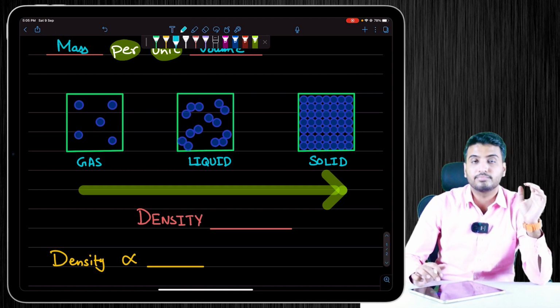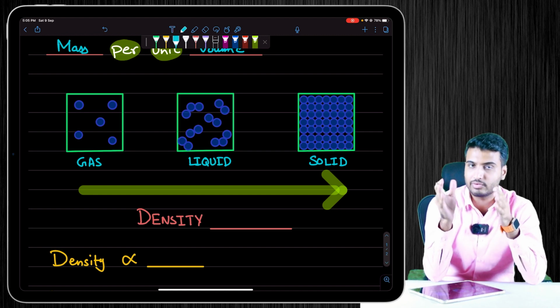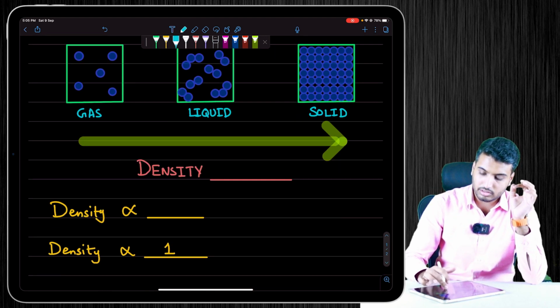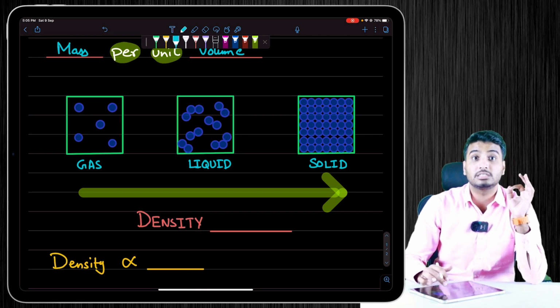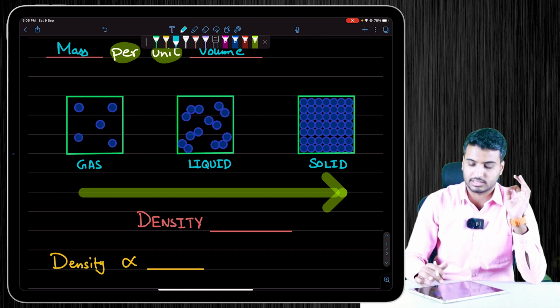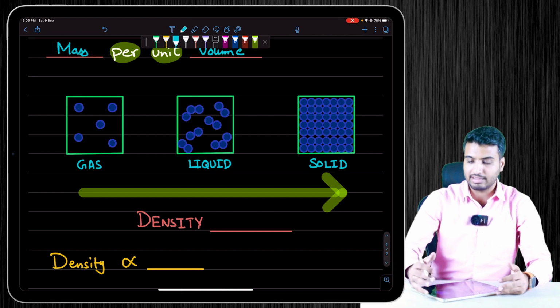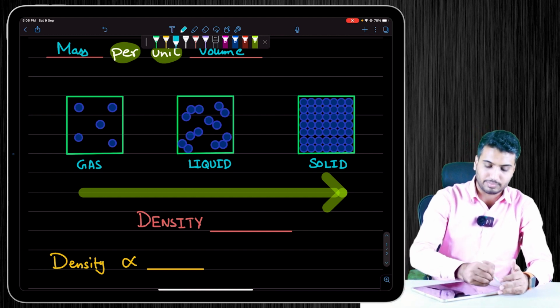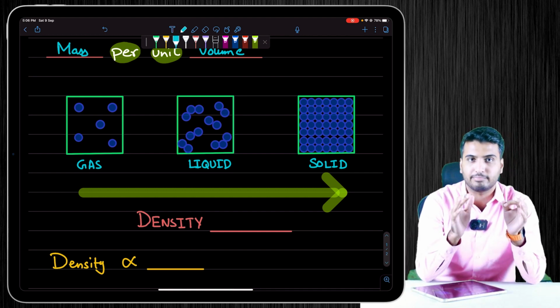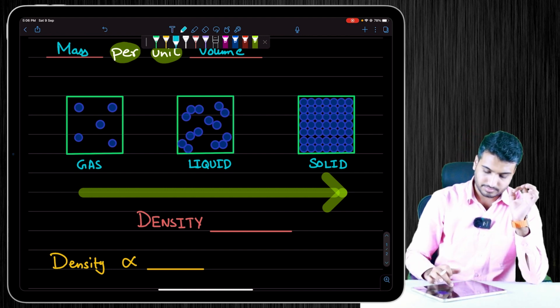Now further, we have three states of matter which are solids, liquids and gases. So they all have equal volume. Volume is simply the space occupied by a substance, like I have an iPad placed on this table. It is occupying this much space, so this is the volume of this iPad.